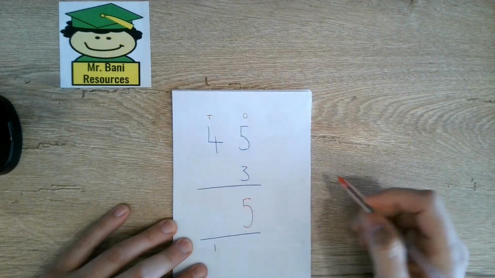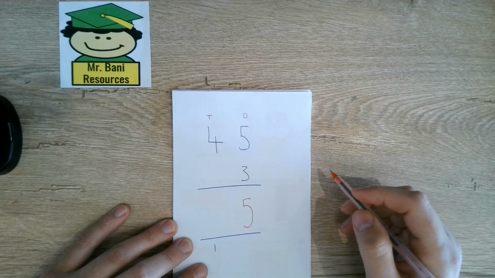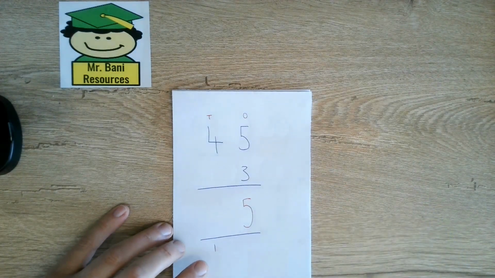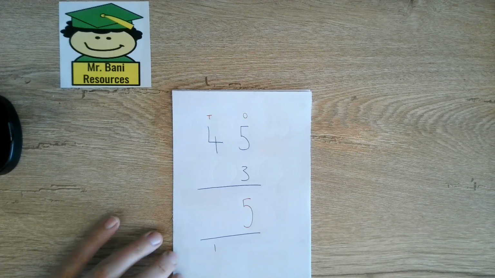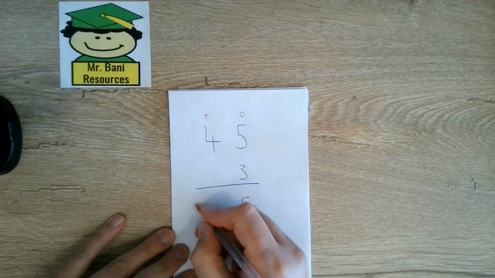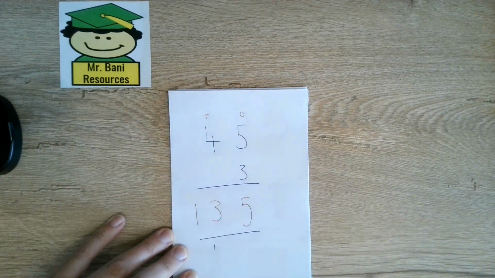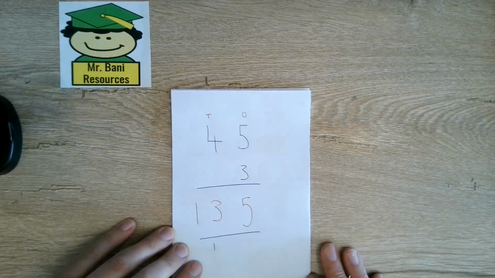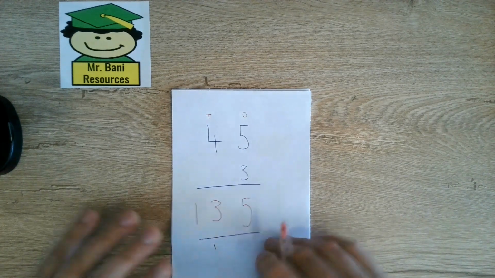And what is 3 times 4? 12. Yeah. Add 1. 13. Okay, just like that. 135. Did you follow what I just did? Let's break it down a little bit further.